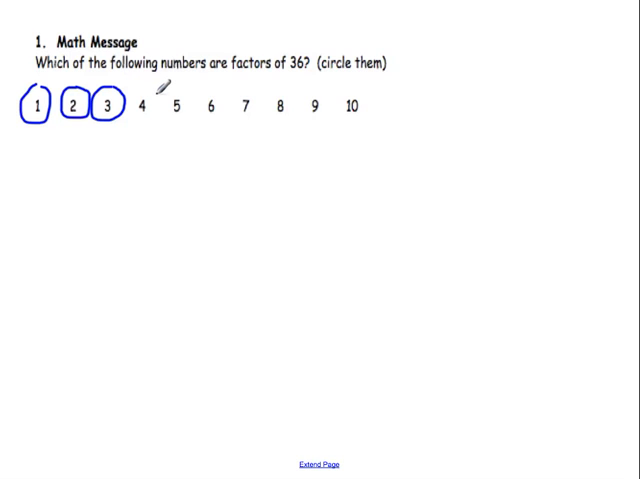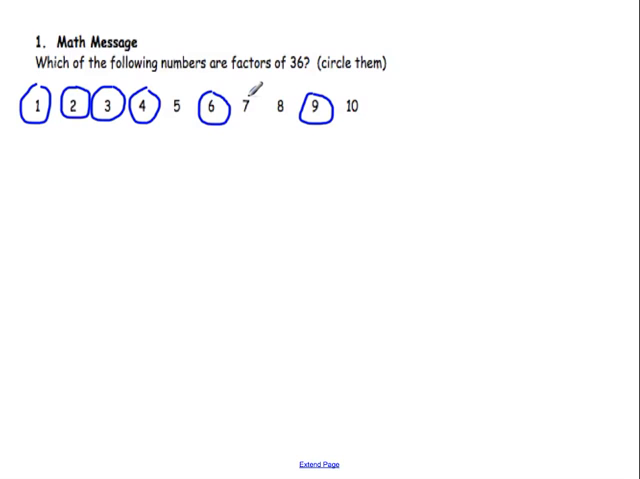Did you circle 4? Well, if you think about your basic facts, we know that 4 times 9 is 36, so that would mean that both 4 and 9 should be circled. Did you circle 5? No. Numbers that end with a 6 are not divisible by 5. So 5 times nothing will make 36. How about 6? Yep. If you think 6 times 6 is 36, then you know.